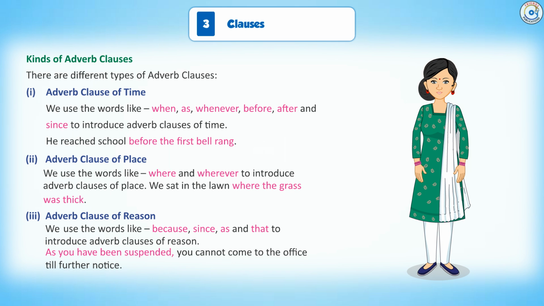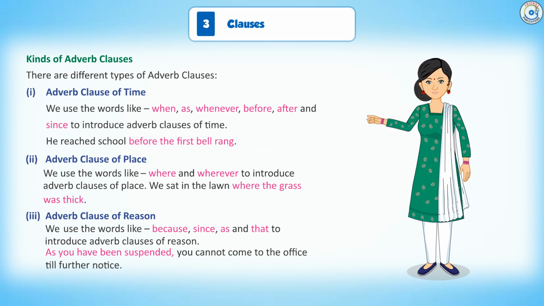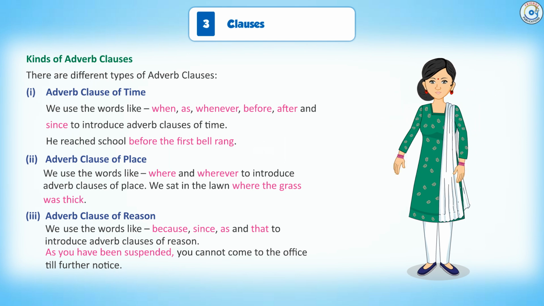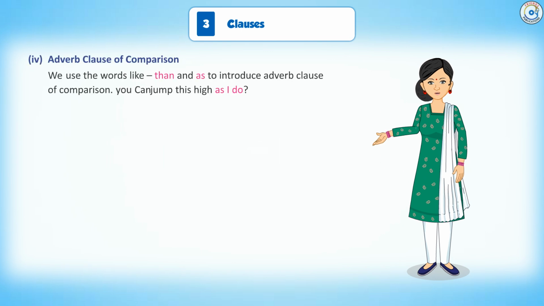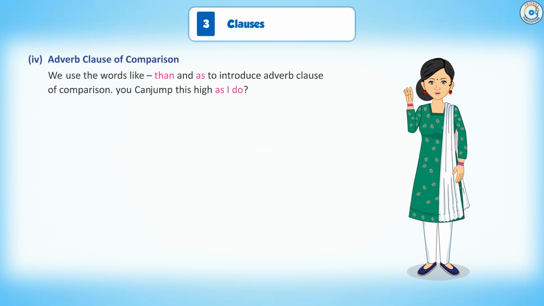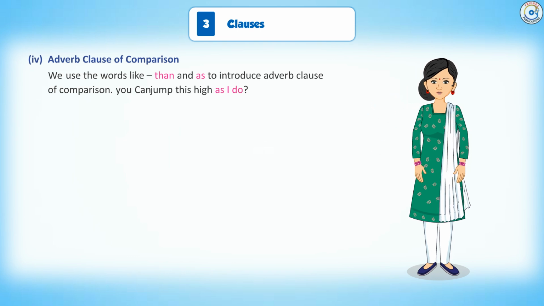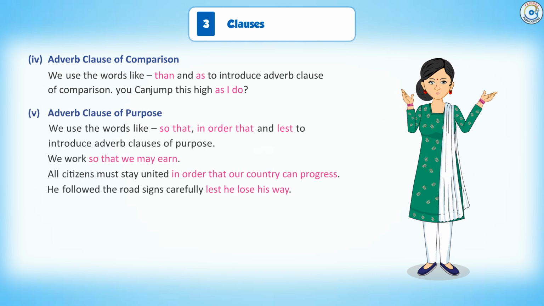Third, adverb clause of reason. We use the words like because, since, as, and that to introduce adverb clauses of reason. As you have been suspended, you cannot come to the office till further notice. Fourth, adverb clause of comparison. We use the words like than and as to introduce adverb clause of comparison. Can you jump this high as I do?